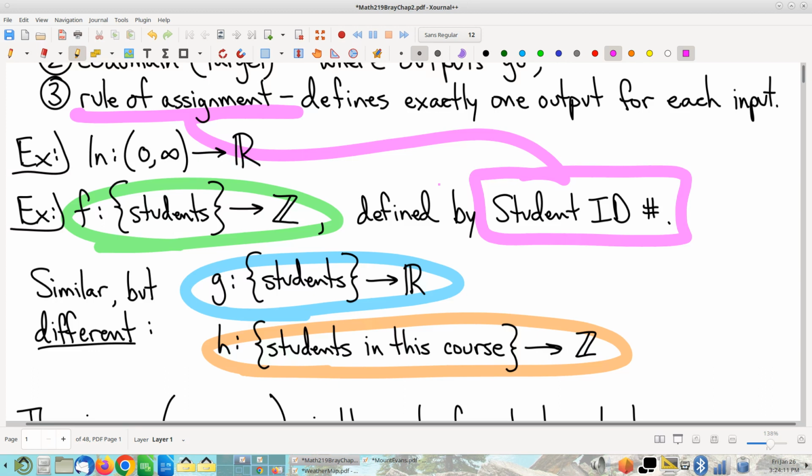It is the trio. So, for example, F is a domain, a target, and the rule of assignment. G is domain, target, rule of assignment. And notice these are different functions because they have, in this case, different targets. F and G are not the same function. They're not the same trio because they differ in one of the elements of the trio. Okay. Everybody on board? Okay. All right.